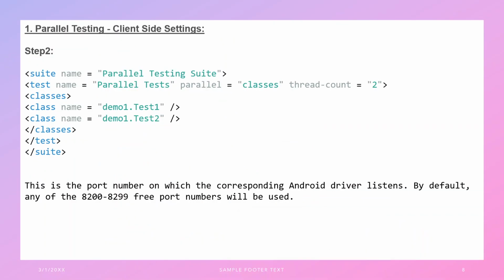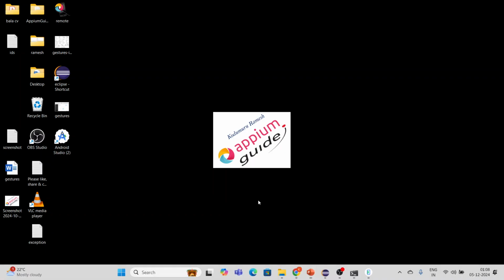We'll come back to all this. See, it says this is the port number on which the corresponding Android driver listens. By default we can use any port between 8200 and 8299; free port numbers will be used. So in between this range we have to give it.